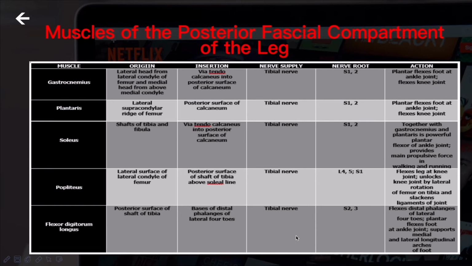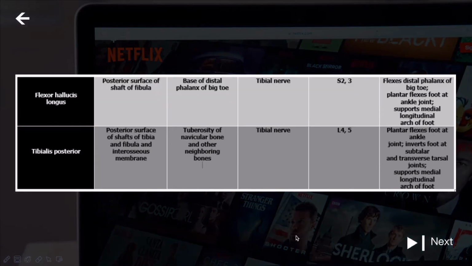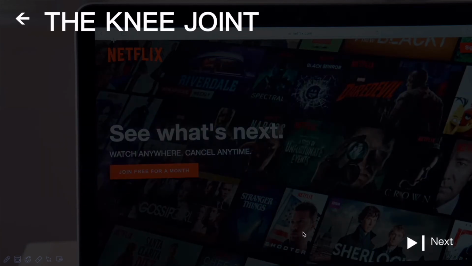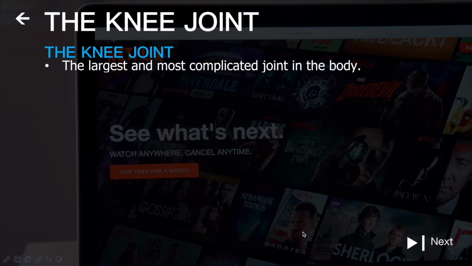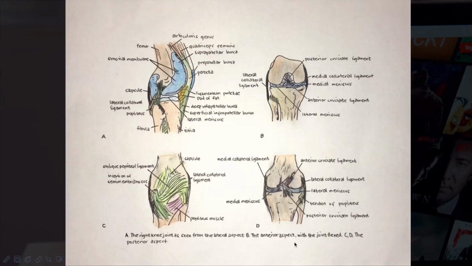Muscles of the posterior fascial compartment of the leg include gastrocnemius, plantaris, soleus, popliteus, flexor digitorum longus, flexor hallucis longus, and tibialis posterior. The knee joint. The knee joint is the largest and most complicated joint in the body. The knee joint is a synovial joint that connects 3 bones, the femur, tibia, and patella. It is a complex hinge joint composed of 2 articulations, the tibiofemoral joint and patellofemoral joint.